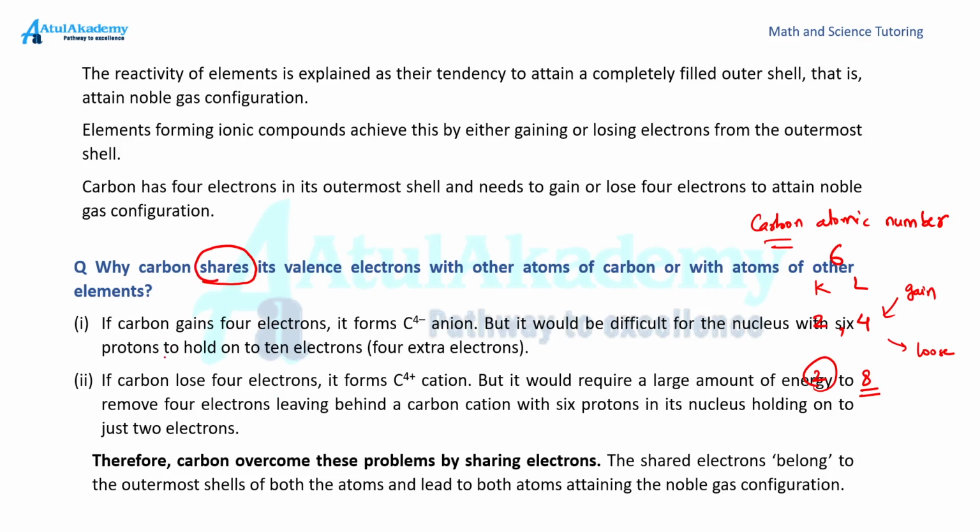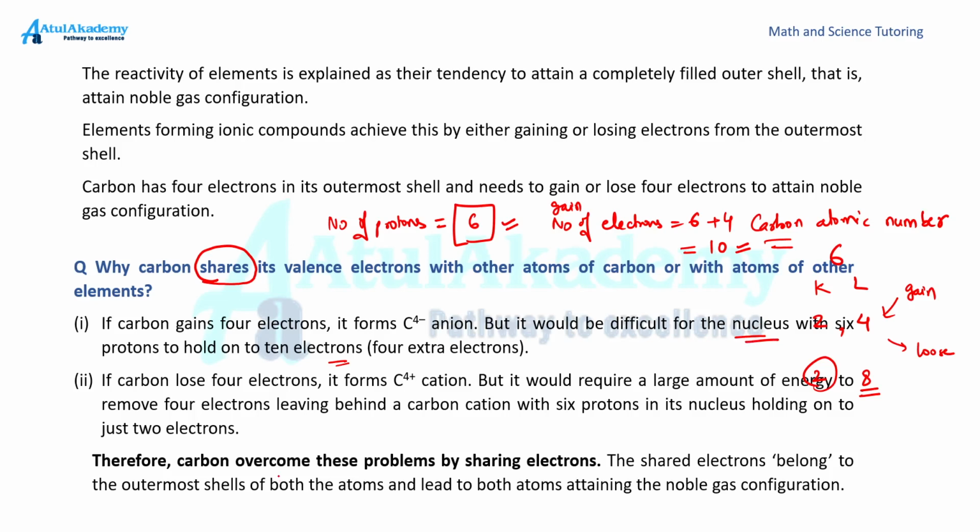Now, if carbon gains 4 electrons, the number of protons is 6 and the number of electrons is also 6. If it gains 4 electrons, the number of electrons will become 10. But the number of protons still remains the same, 6 only, because nothing is being done to the protons. So it will be difficult for the nucleus with 6 protons to hold 10 electrons. It is holding 4 extra electrons, so it is difficult for the nucleus to do so.